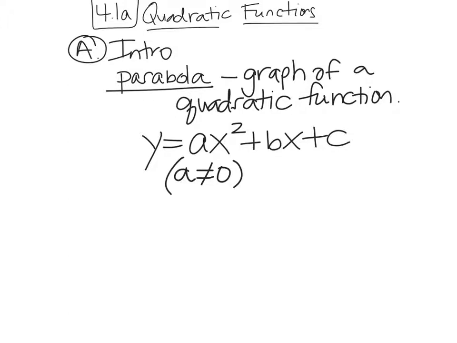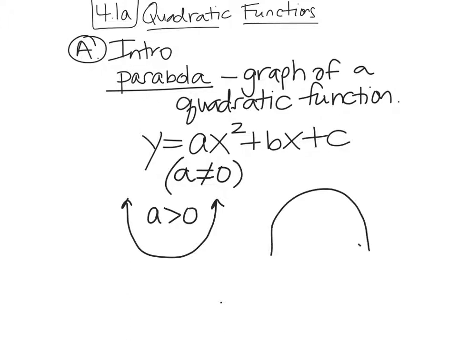a can be 1 or 2, negative a half, whatever. It can be anything as long as it's not 0. If a was 0, we would have a linear function, right? We might even have a constant if a and b were both 0. Now, with this, if your parabola opens up, that means that a is greater than 0. If your parabola, that kind of looks like a face in a way, huh? If your parabola opens down, so sad, a is negative.